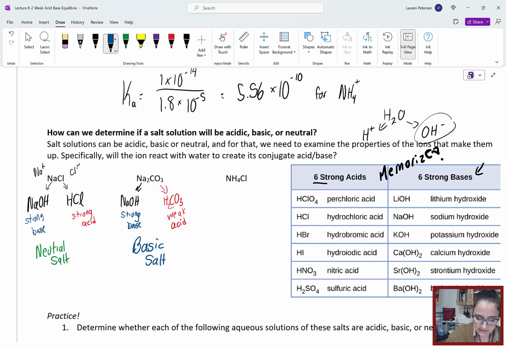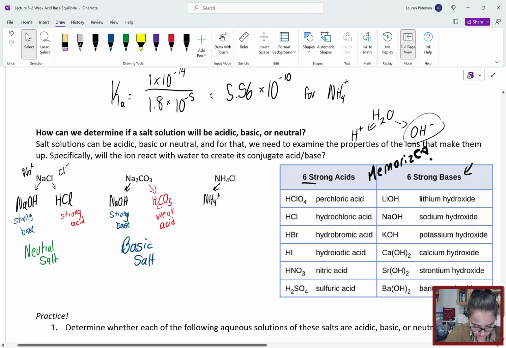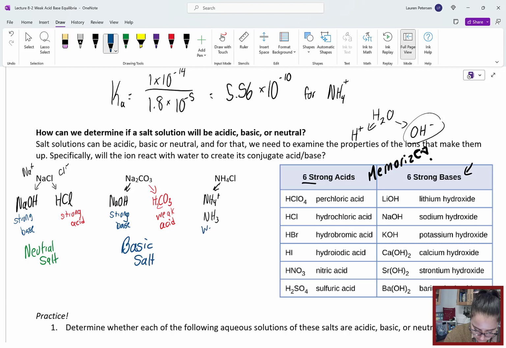Same with NH4Cl. We got the NH4 plus, which could react with water and form NH3, which is a weak base, where the Cl will create HCl, a strong acid. So more H plus ions are still going to be dissolved in solution. Therefore, this is an acidic salt. And again, unfortunately, you just have to memorize the 6 strong acids and 6 strong bases.